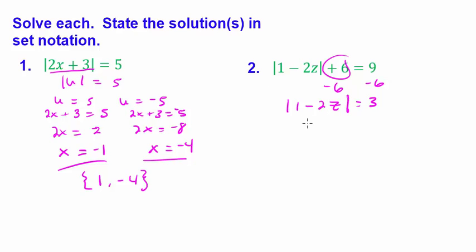And from here we can go ahead and split it up, because 1 minus 2z is our U. This is equal to 3. So now we know U is equal to 3, U is equal to negative 3, and so substituting that expression back in, we know 1 minus 2z is equal to 3, and 1 minus 2z is equal to negative 3.